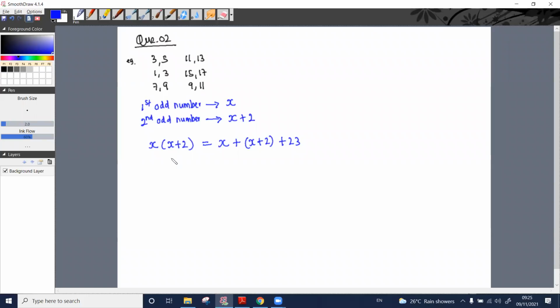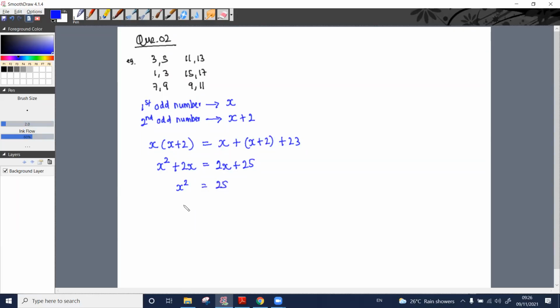Let's simplify this. X into x, that is x squared. X into 2, that is plus 2x. Here, x plus x, that is 2x. 23 plus 2, that is 25. Take this 2x to the other side, it will become minus 2x, so plus 2x and minus 2x get cancelled. Take this plus 25 across. X squared equals 25.